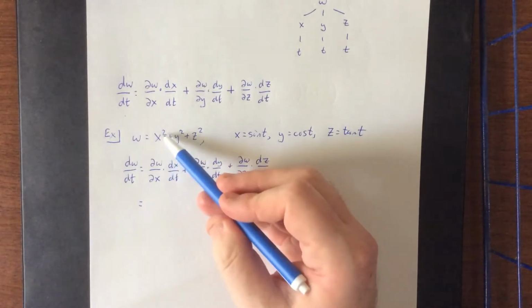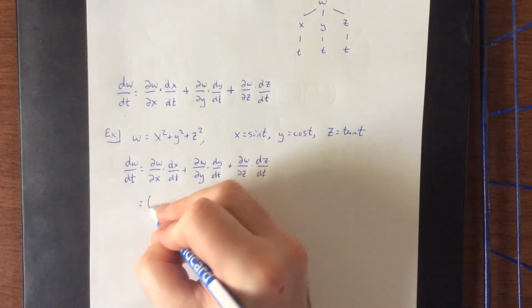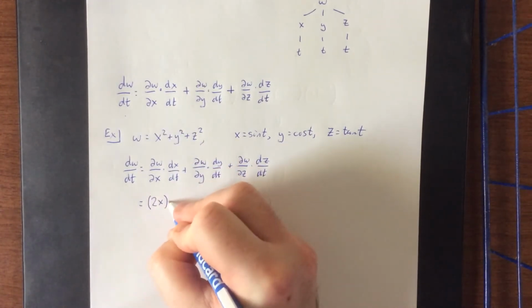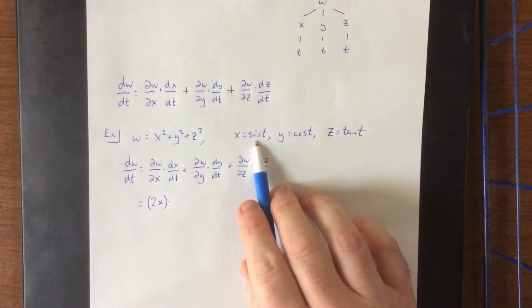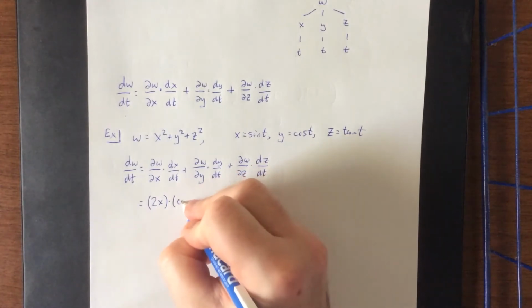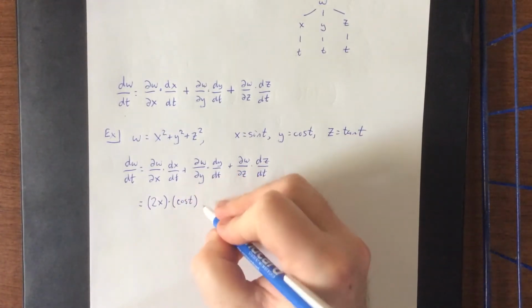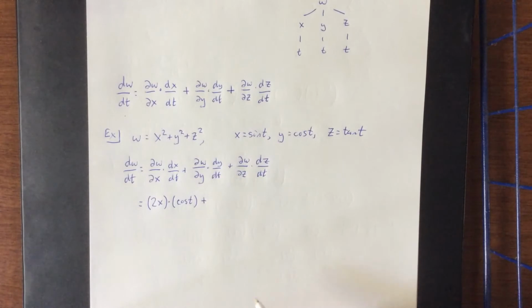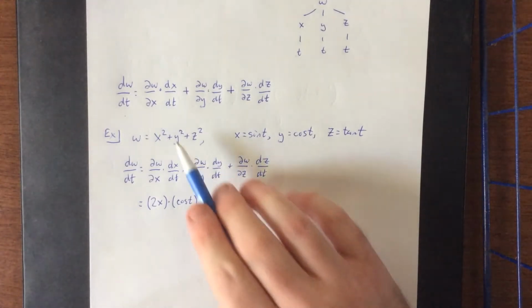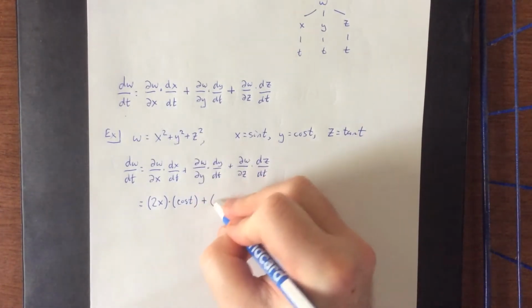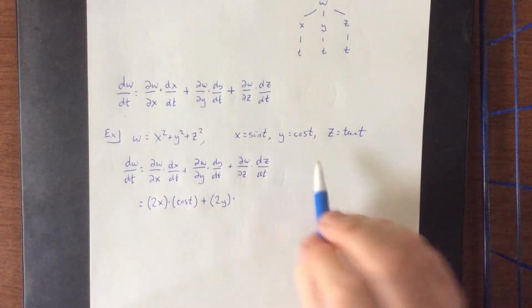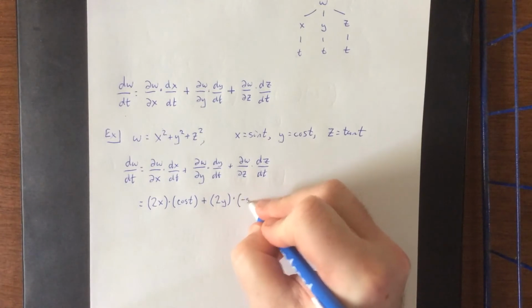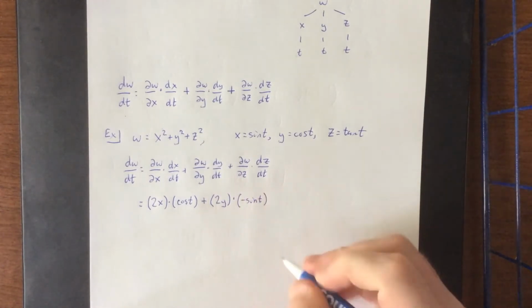Partial of w with respect to x, we'll get a 2x from the first term. The other two terms will go to 0 because we're holding them constant. Times dx dt, that'll be the derivative of the sine of t with respect to t. Plus the partial derivative of w with respect to y, we'll get a 2y for that term. And then we'll also need a derivative of the cosine of t. That'll be the negative sine of t.